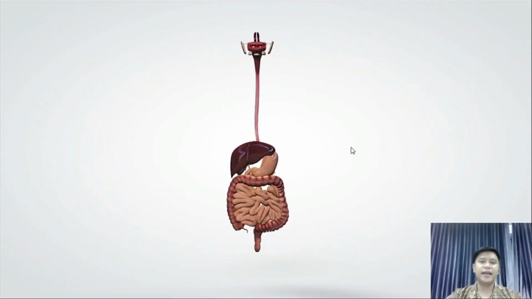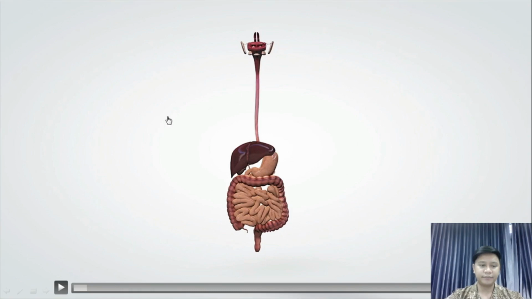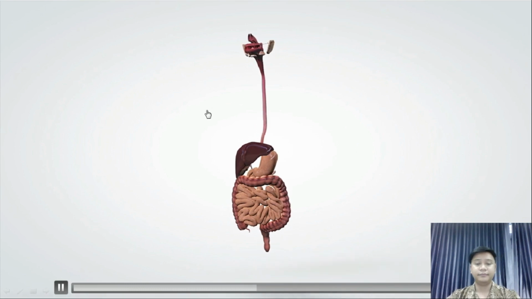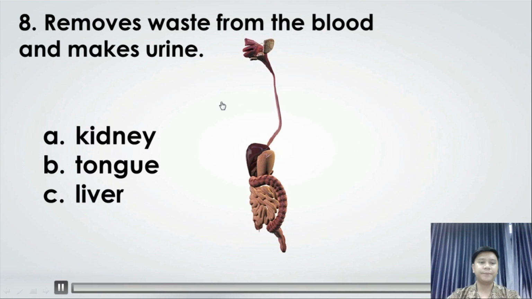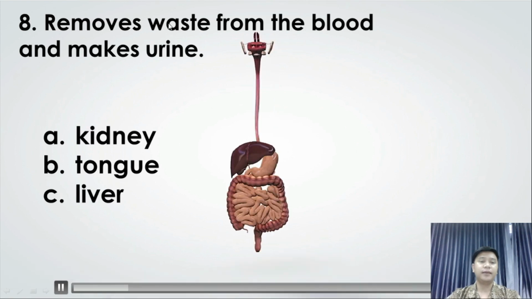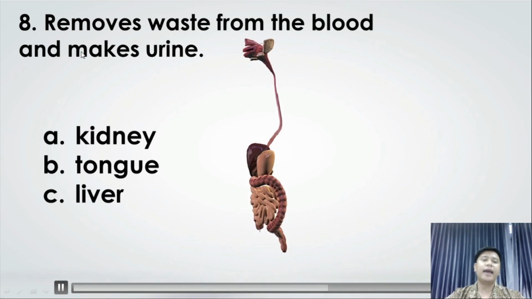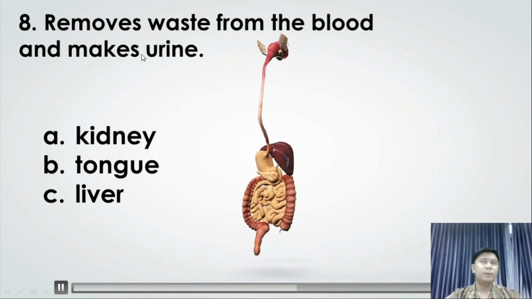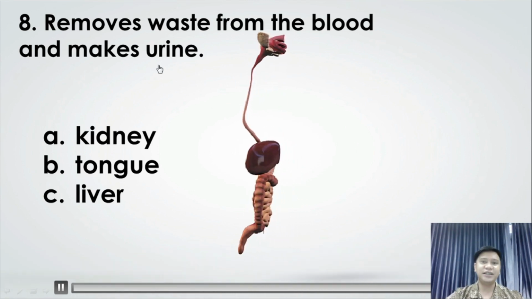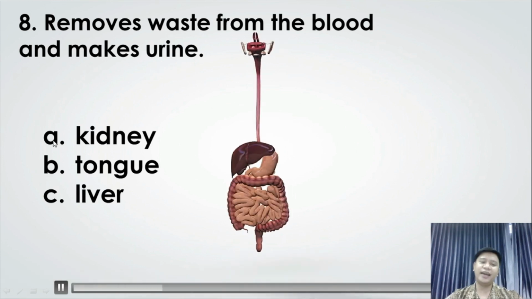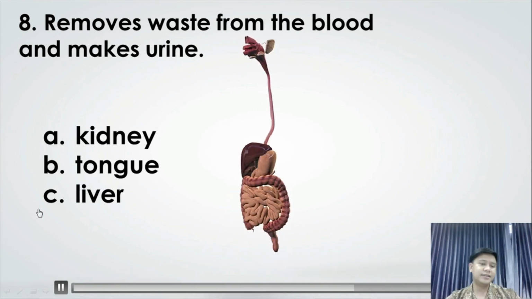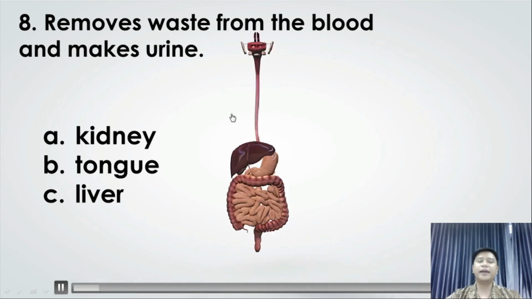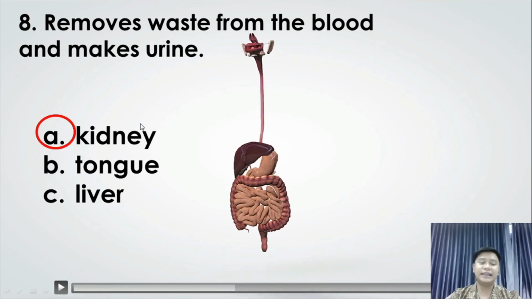Okay. So for the next question, I think the last question. Okay, wait for a while. Number 8, okay. So, remove waste from the blood and makes urine. So, remove our waste from the blood and makes urine. Urine, okay? So, A, kidney. B, lung. Or C, liver. The correct answer is letter what? Okay, it's letter A, kidney, okay?